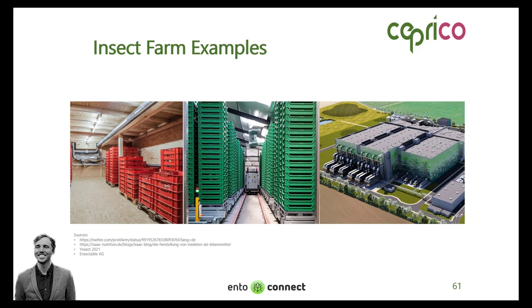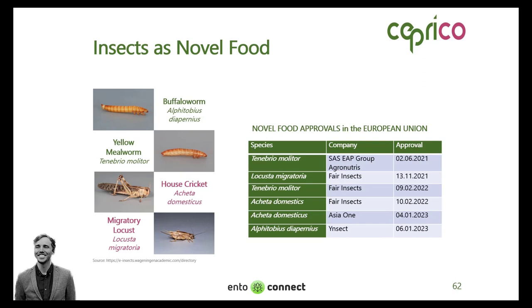Next slide, please. So at the moment, on the left side, the four depicted insect species are already allowed for human consumption in the EU. The buffalo worm and the mealworm share very similar biology and therefore do not differ too much in their life cycle. The locusts and house crickets, on the other hand, have very different habitat demands compared to the mealworm and the buffalo worm. But what they all have in common is that they all taste great.